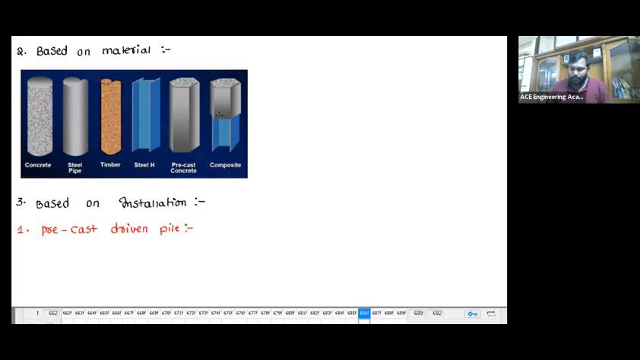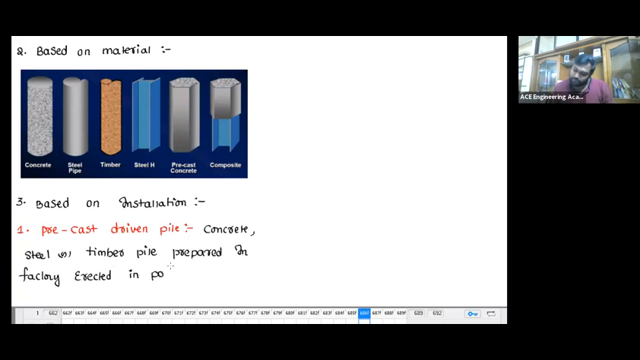So whatever the type of pile, concrete, steel, or timber pile, prepared in factory, erected in position, are driven into soil by erecting the pile in position using pile driving equipment.